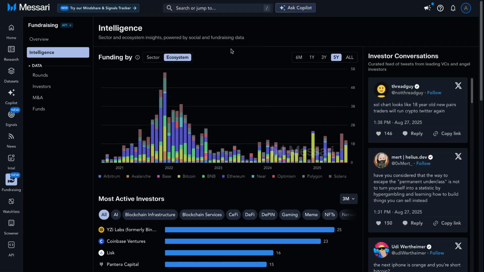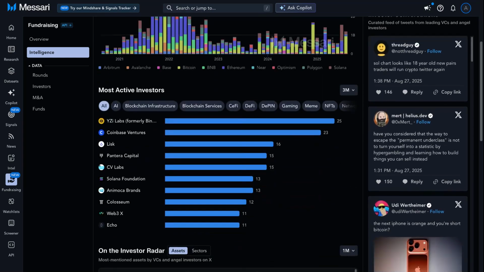And similarly on the ecosystem page, these are fundraising rounds classified by entities, whether there is a primary ecosystem association. Similarly, you can filter down or hide specific ecosystems from this list.